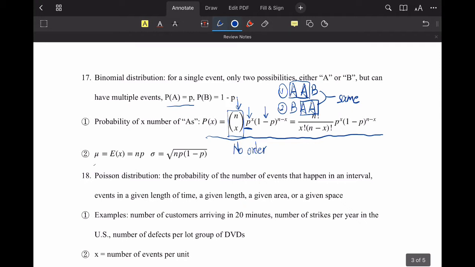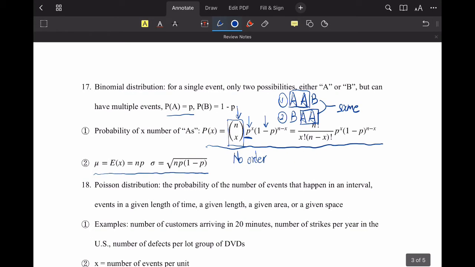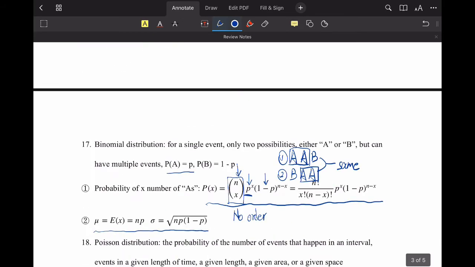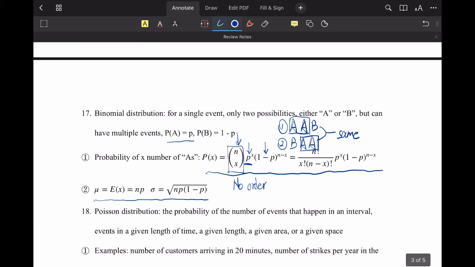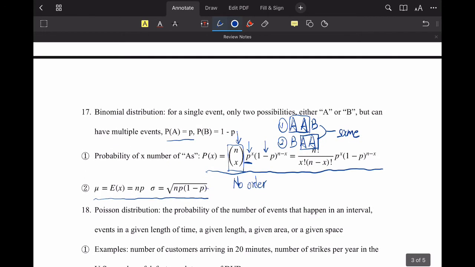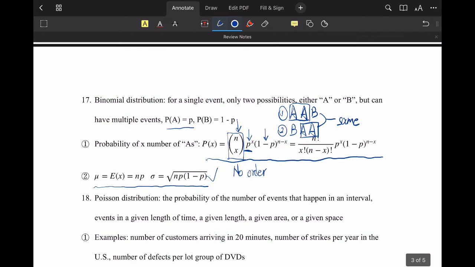And this is how we calculate mean and the standard deviation. Of course, you can deduce how to calculate from these two formulas, but it's easier to remember this, right? Because these two formulas are specifically designed for binomial distribution. Okay, so that's about binomial distribution.